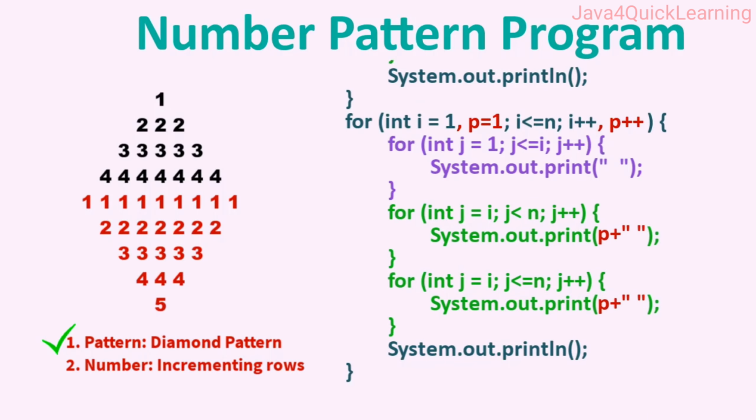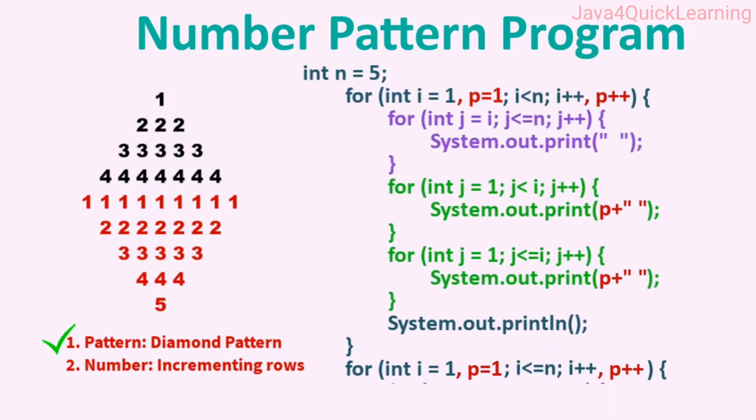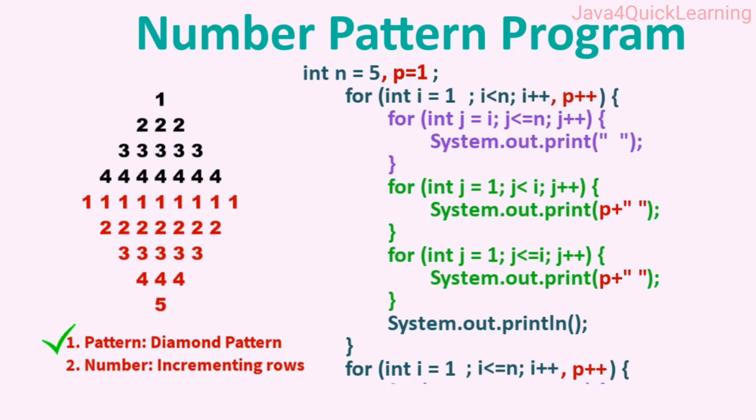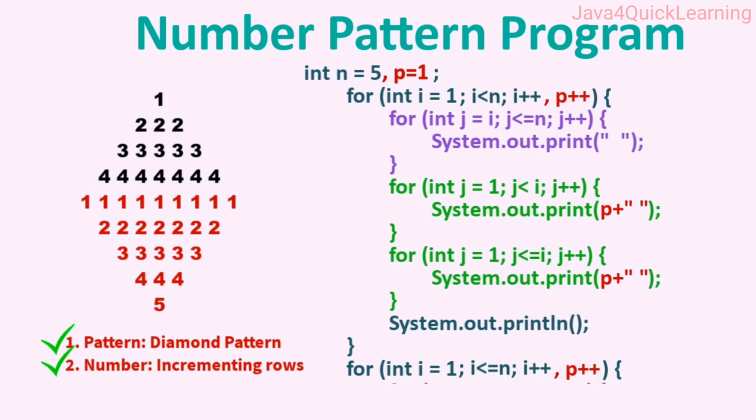Till 4 it was fine, but then it again started from 1. The lower loop was supposed to increment and use the previous p and not take a new p. So how will we fix this? We know we cannot declare p again in the second loop. We need to use one p for both of the outer loops. So what we will do is move the initialization of p outside of the for loop so that it is available to both loops. The increment will stay as is because we need p to increment after each row.